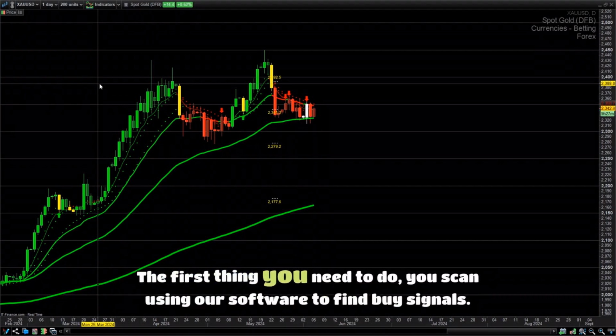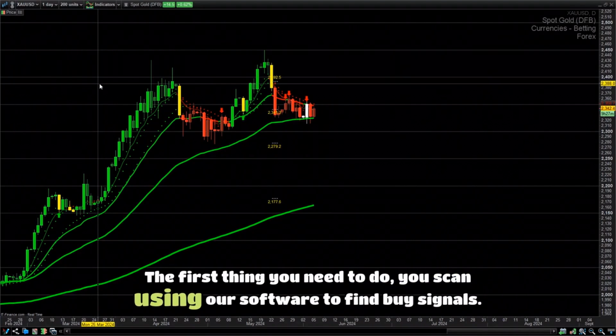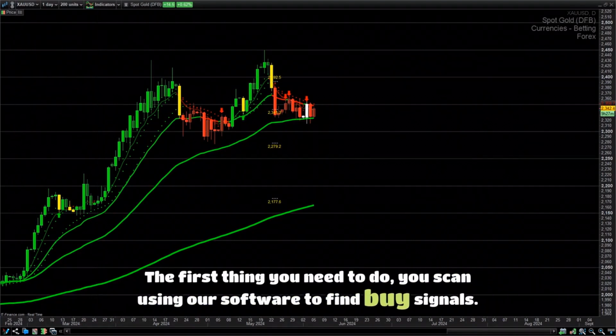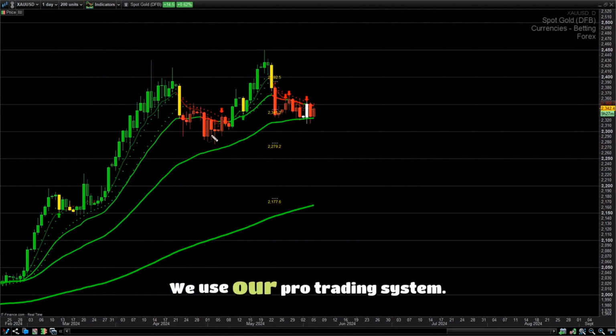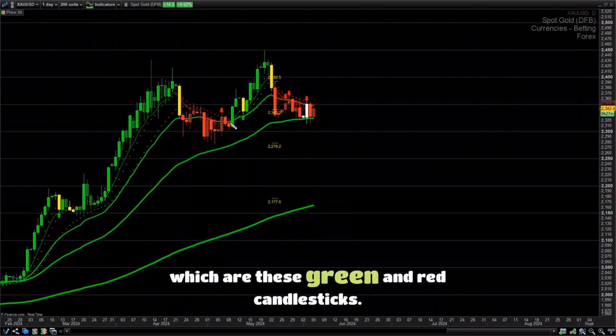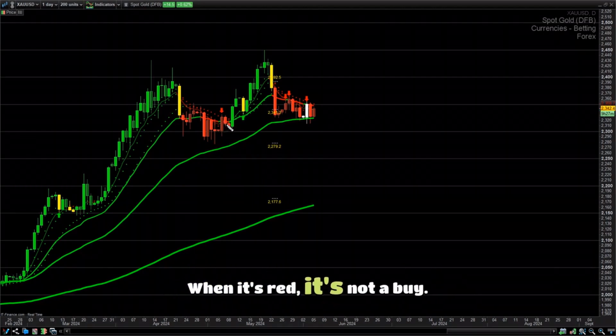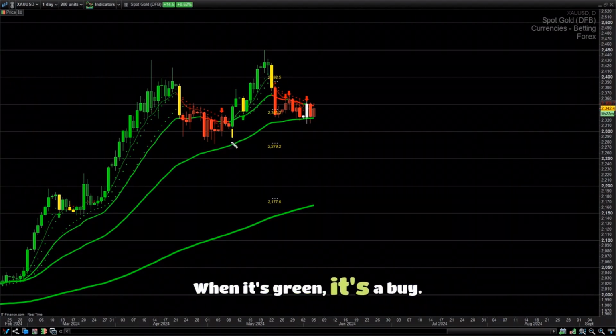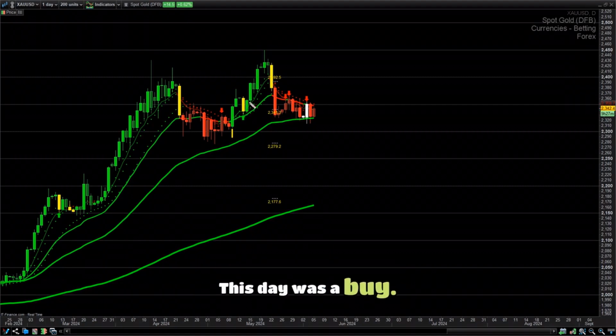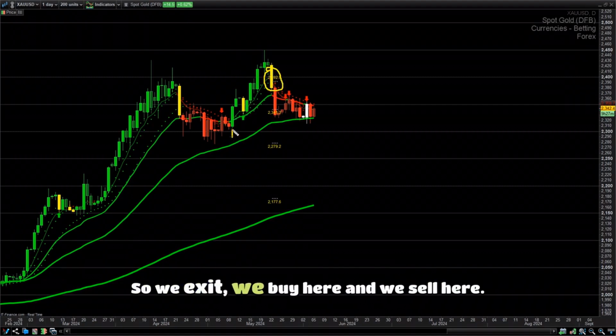The first thing you need to do, you scan using our software to find buy signals. We use our pro trading system, which are these green and red candlesticks. When it's red, it's not a buy. When it's green, it's a buy. This day was a buy. This day is an exit color. Okay, so we buy here and we sell here.